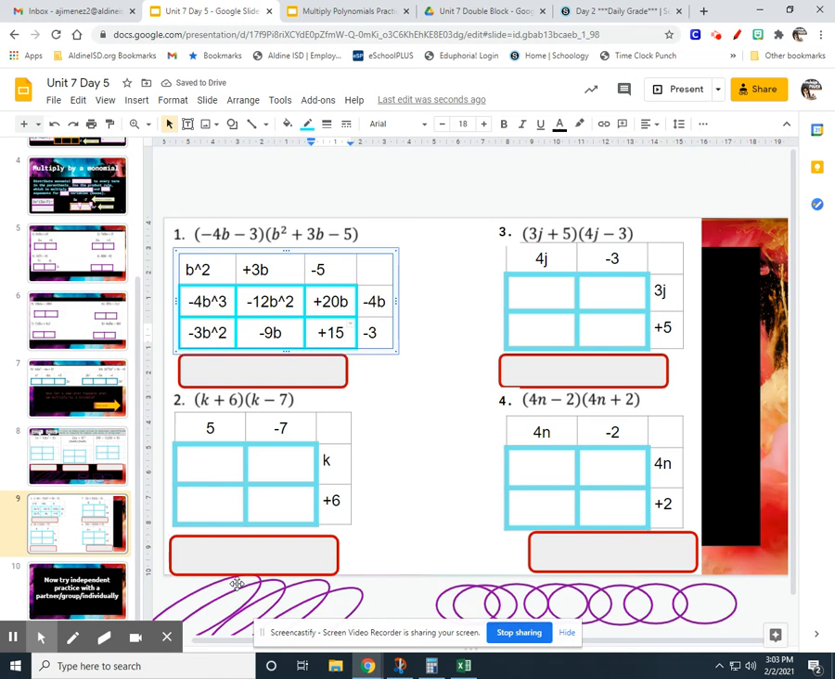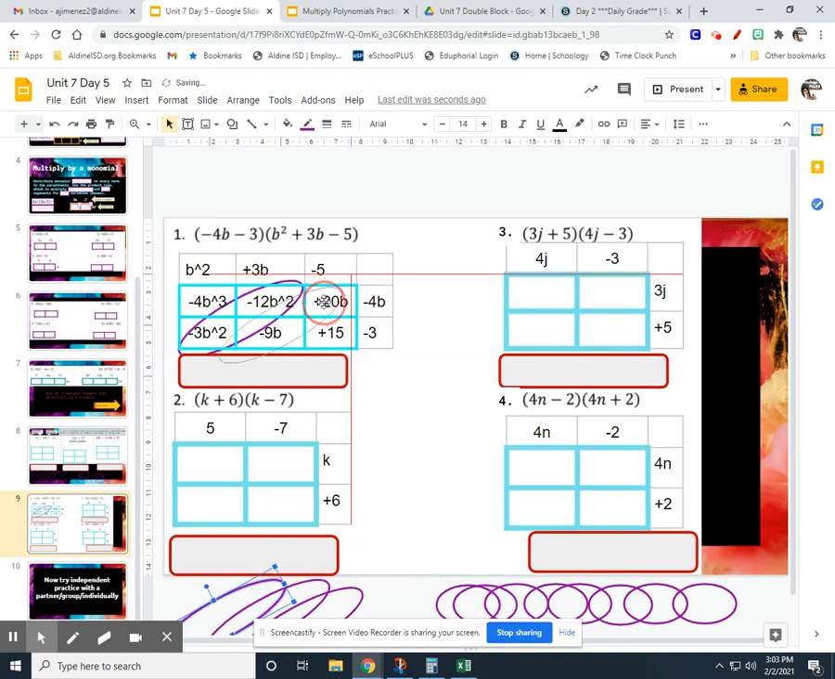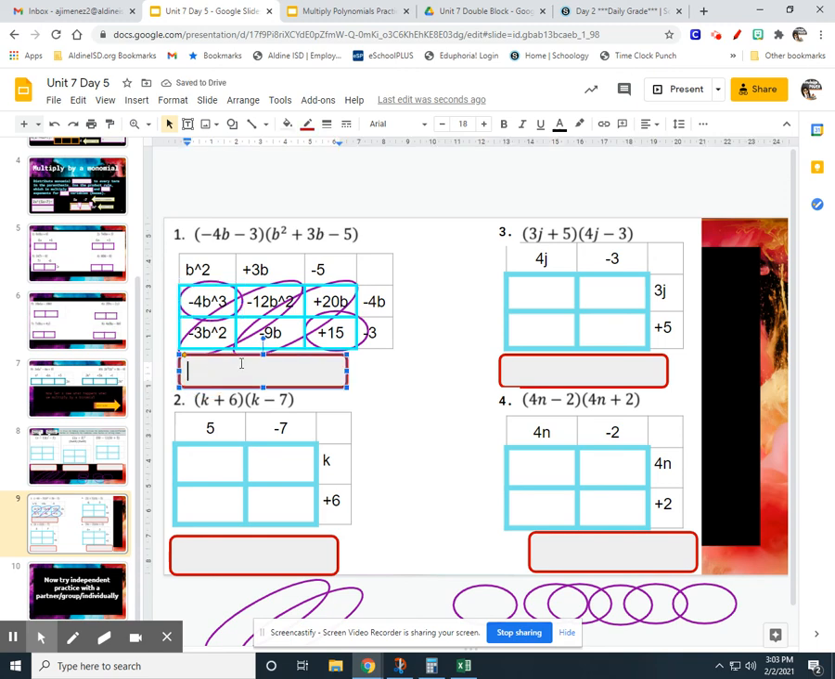All right, my like terms, I'm going to start with those. I have the b squareds. Then I have the b's. My terms that don't have anything else that's alike are the 15 and the negative 4b to the third. So remember, negative 4b to the third has to go first because that has the highest exponent.